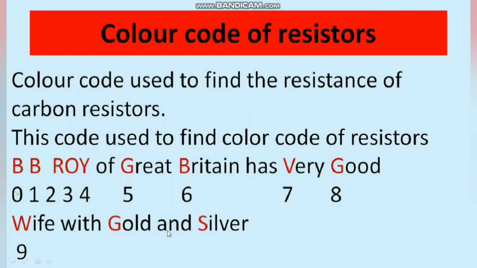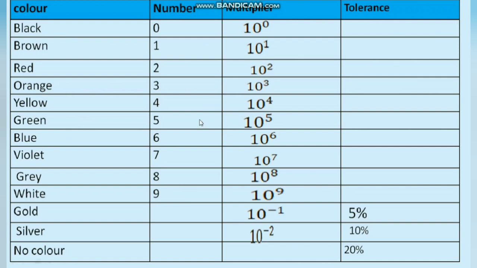The last two colors are gold and silver. For these we cannot assign any digit, and they are useful to find out the tolerance. What is tolerance? Let us discuss that now, and let's go to the next. How to find out the resistance of a resistor using this color code, we will see in the next presentation. And this is the table.